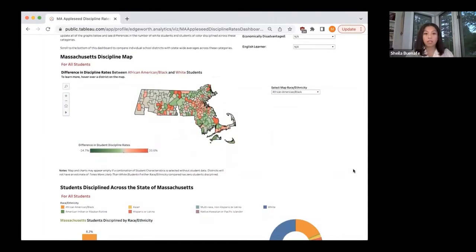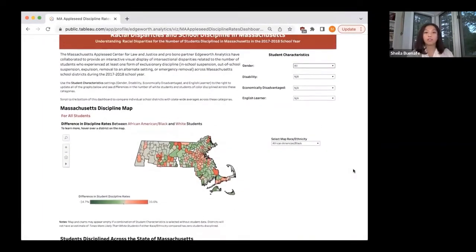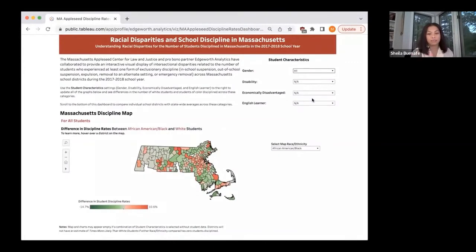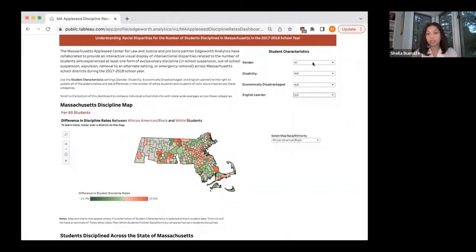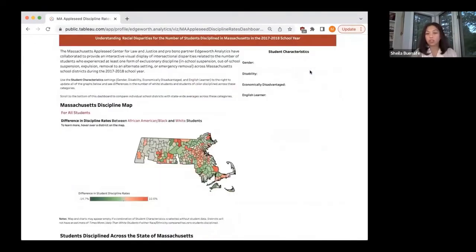At the same time, it is further broken out by a set of student characteristics, as you can see under where the mouse is hovering. So there are characteristics such as gender, the student's disability status, the student's socioeconomic status, and their English learning status. As you make changes to any of these characteristics, the changes will be reflected on the map and all the subsequent charts and graphs that you would see at the bottom, which Stephanie will be speaking about in more detail.